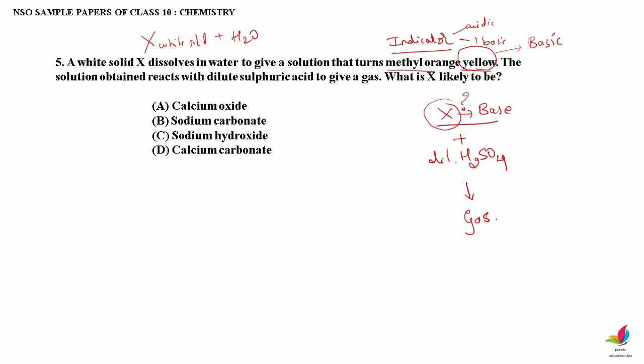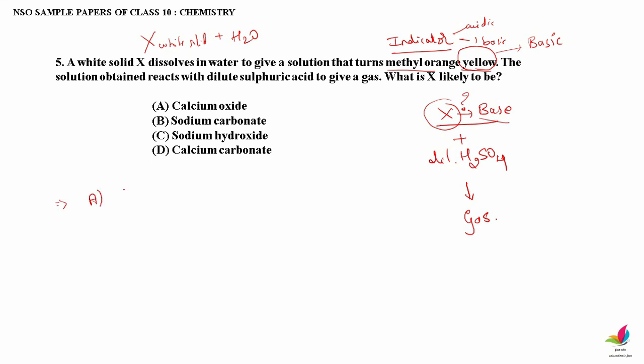So we have already come to know that X is a base. What kind of base it is, that we have to identify. Let's see the options one by one. The first option is calcium oxide, second sodium carbonate, third sodium hydroxide, fourth calcium carbonate. For this you need to write the reaction one by one.